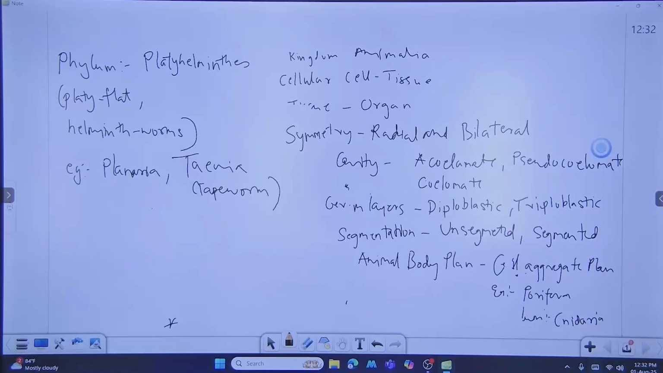Example of free living platyhelminthes. Ascaris, Eukarya, endostoma.